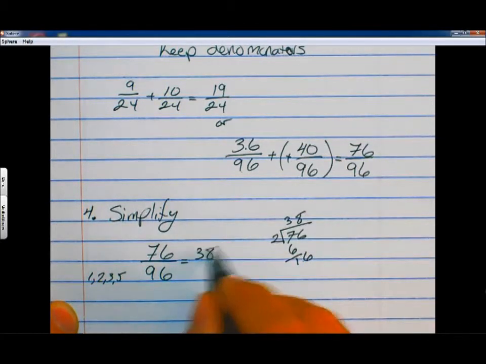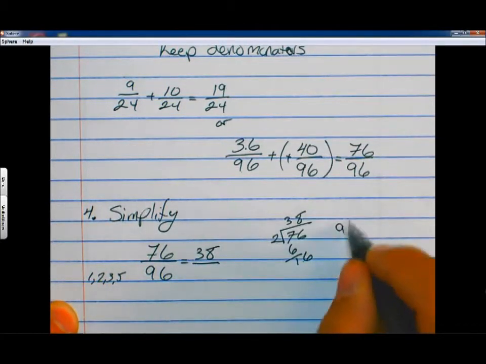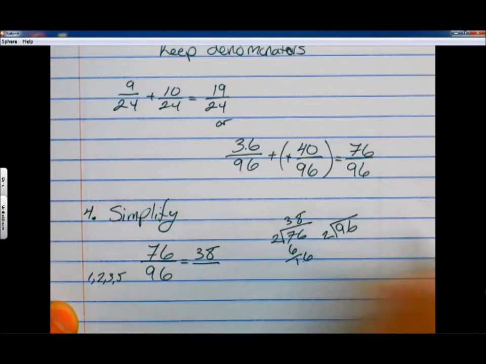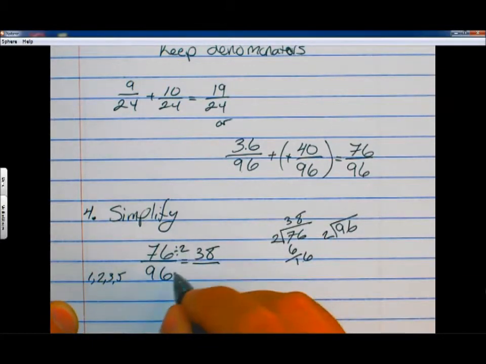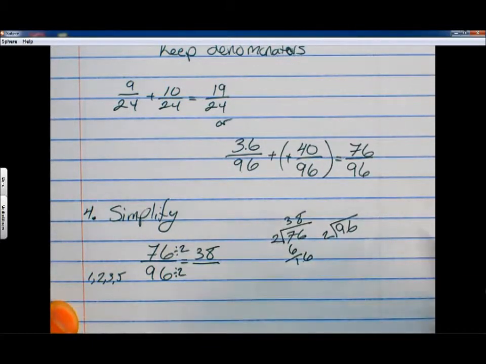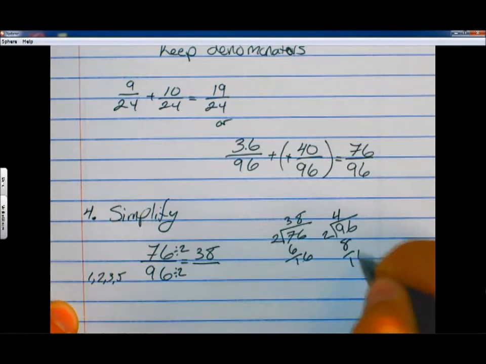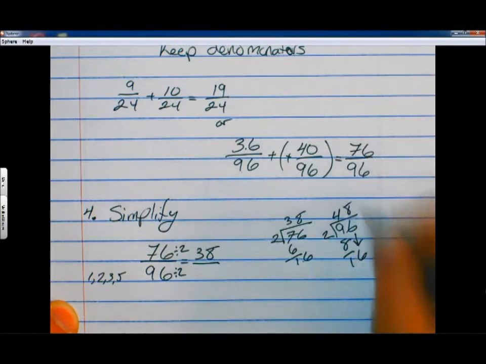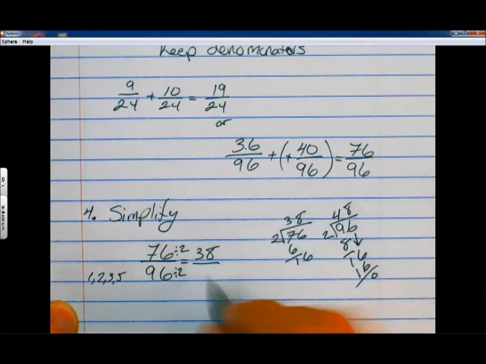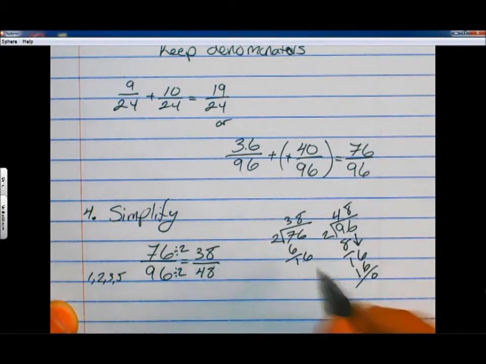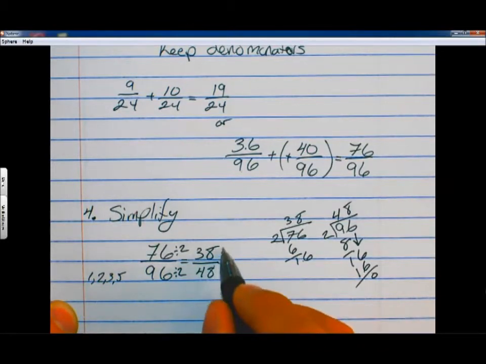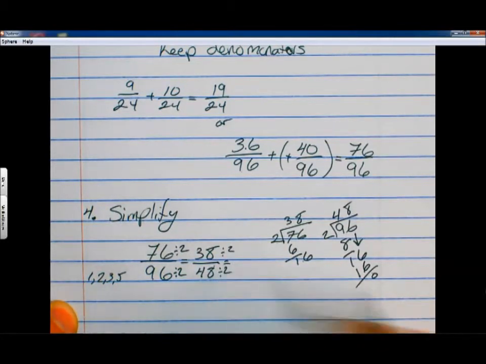is 38. And then also 96 divided by 2 is 48. Again, we end up with both numerator and denominator being even numbers, so we can divide by 2 again.